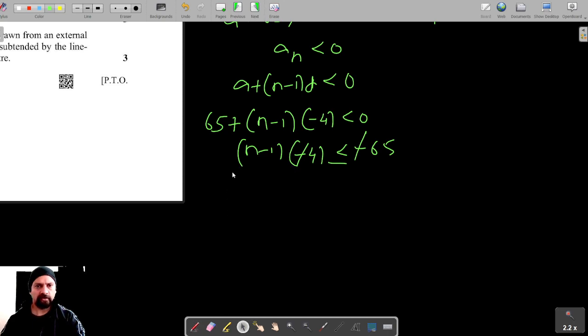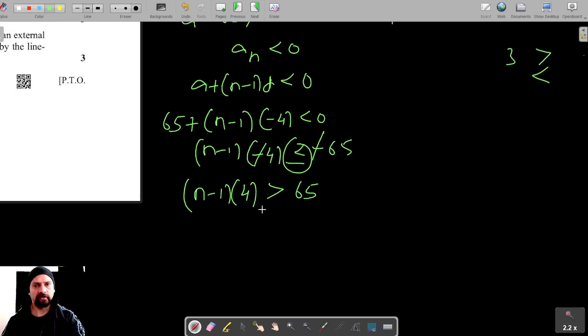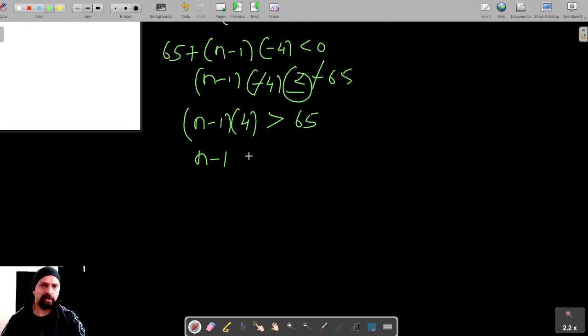So as soon as we cancel out the negative signs, the sign of the inequality changes. This is now greater than, and I will let you know why. Out of minus 3 and minus 4, we all know that minus 3 is greater. So when we remove the negative sign, now the 4 is greater. So that's how the inequality sign reversed. So n minus 1 is greater than 65 by 4.